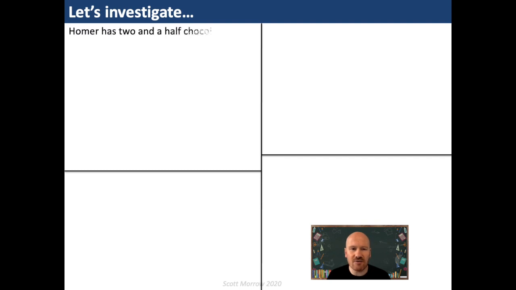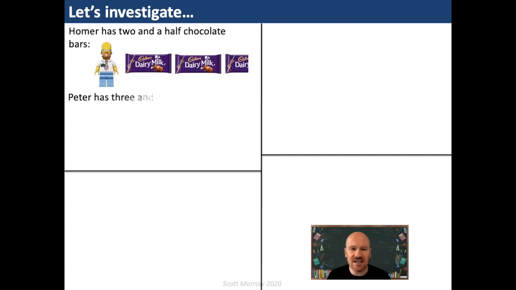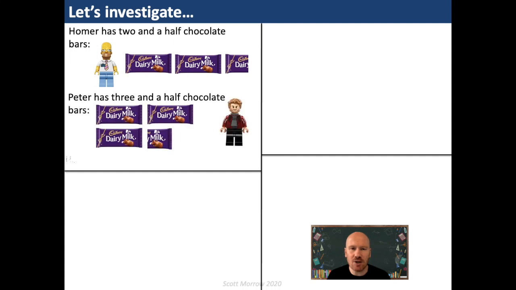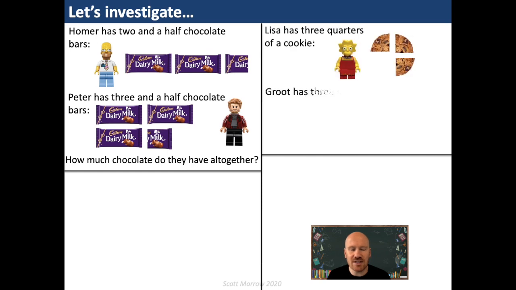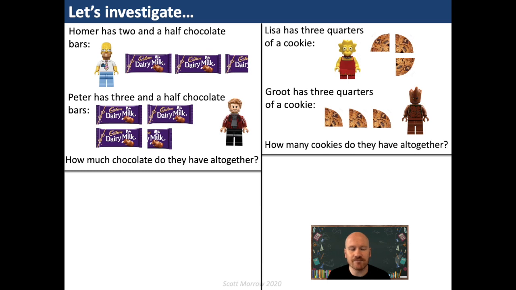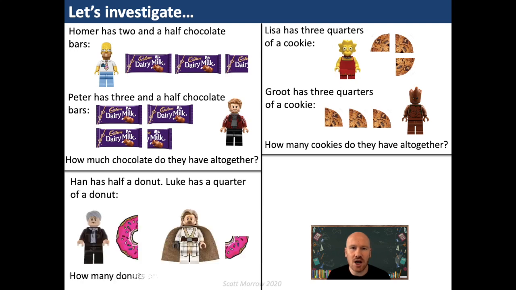Homer has 2.5 chocolate bars. Peter has 3.5 chocolate bars. How much chocolate do they have altogether? Lisa has 3/4 of a cookie. Groot has 3/4 of a cookie. How many cookies do they have altogether? And the third question, Han has half a donut. Luke has 1/4 of a donut. How many donuts do they have altogether?